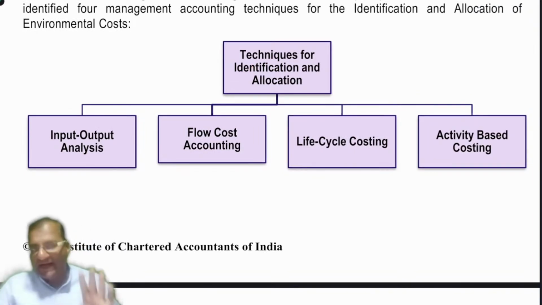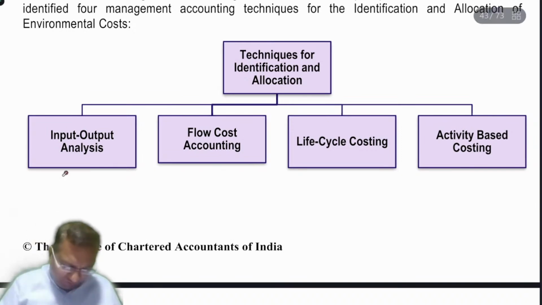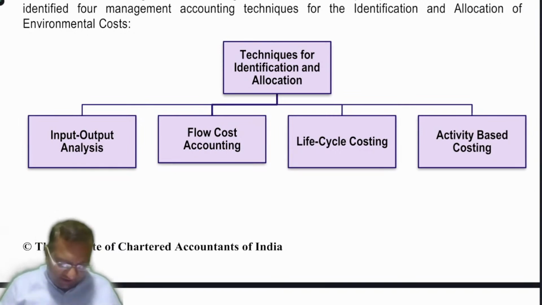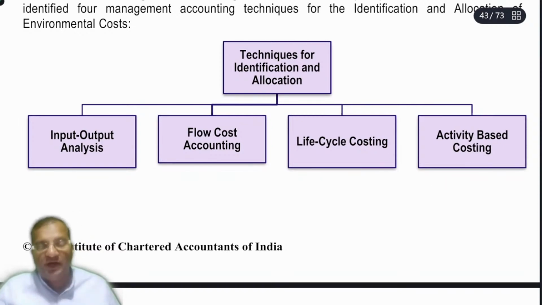So there are four techniques available for identification and allocation, stage one and stage two combined. There are four techniques through which we will identify the environmental cost and thereafter allocate it to cost center and cost unit. The first method is very simple: input-output analysis. Second is flow cost accounting. Third is life cycle costing. And the fourth one is the most important one, activity-based costing.